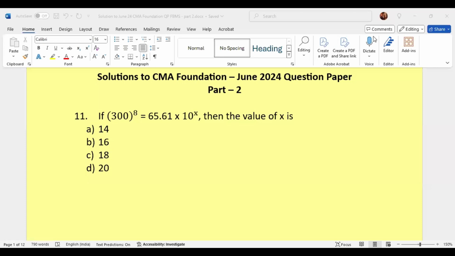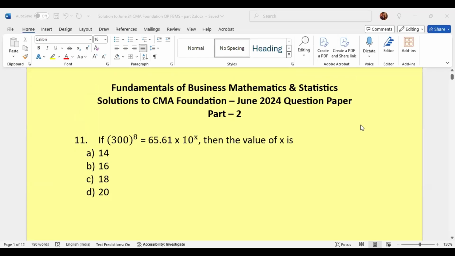Hello everyone. This is in continuation to solving of CMA Foundation June 2024 question paper of Business Mathematics and Statistics. This is part 2. Question number 11. If 300 to the power of 8 is equal to 65.61 multiplied by 10 to the power of x, then find the value of x.